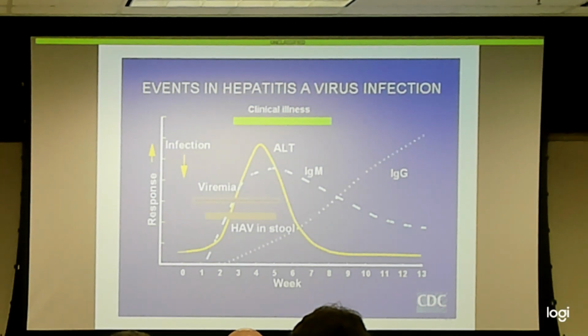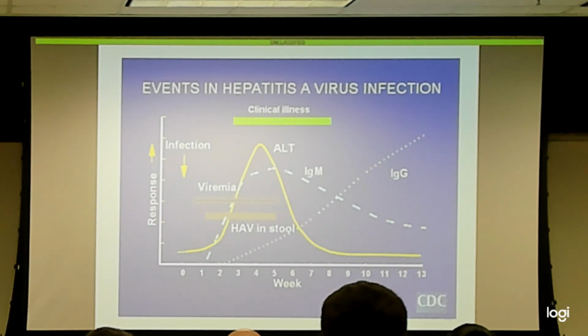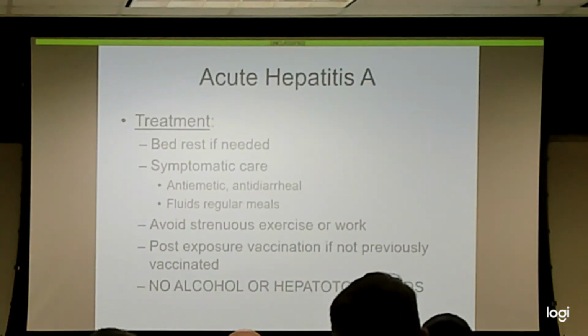And so this is a cool little chart that shows you the progression of how things go, and where you start seeing your elevations in your ALT, AST, where your IgM goes to and drops off, and where your IgG comes up. So cool, right? I'm not going to test you on that.